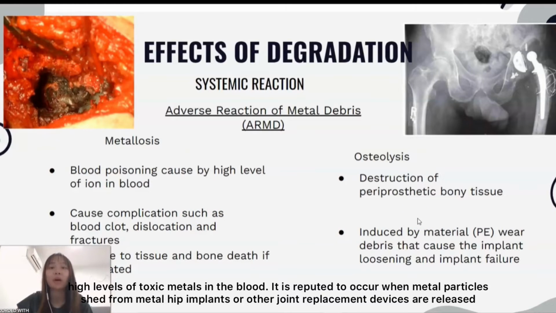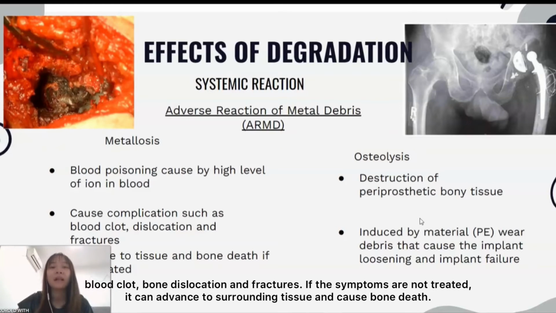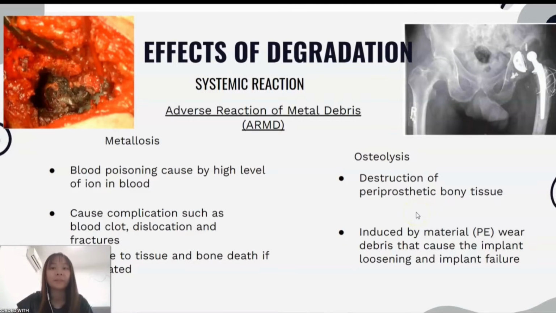It is reputed to occur when metal particles shed from metal hip implants or other joint replacement devices are released into the bloodstream and tissue surrounding the implant. Exposure to metal in the bloodstream and surrounding tissue can cause complications such as blood clots, bone dislocation, and fractures. If the symptoms are not treated, it can advance to surrounding tissue and cause bone death.